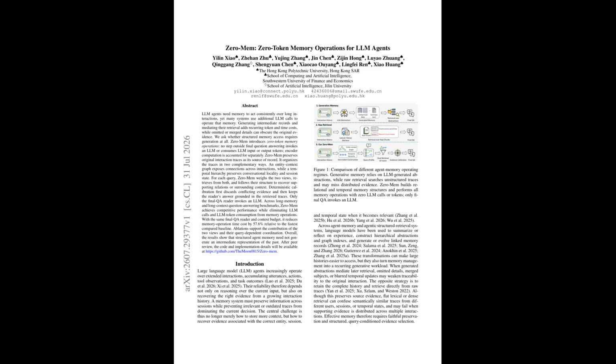Here's how they pull it off. Zero-Mem keeps the original interaction traces as the source of truth, never replacing them with generated summaries. Then it builds two complementary views over those traces. The first is an entity context graph. They run a lightweight named entity recognizer like spaCy over each chunk of conversation, and whenever an entity appears in a context unit, they add a weighted edge. The weight is essentially the frequency of that entity in that context, normalized. They also connect adjacent context units so local continuity is preserved. Think of this graph as a map of who and what shows up where, built purely from observation rather than from a language model's interpretation.